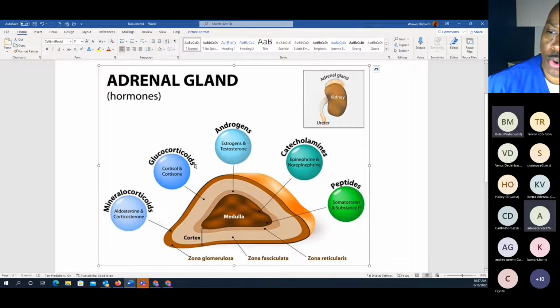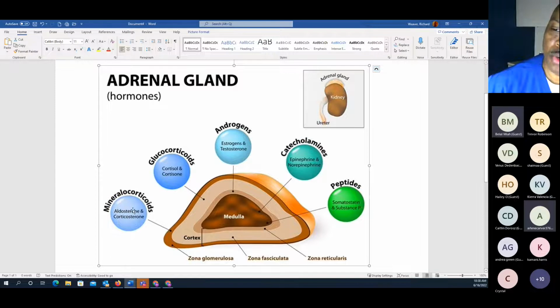The glucocorticoids, think about the cortisol, glucose, right? So think about glucose. Then we talk about the androgens, estrogen and testosterone. So now we know we're going to have some male-female issues as well. All right. So that's what I want you to think about.